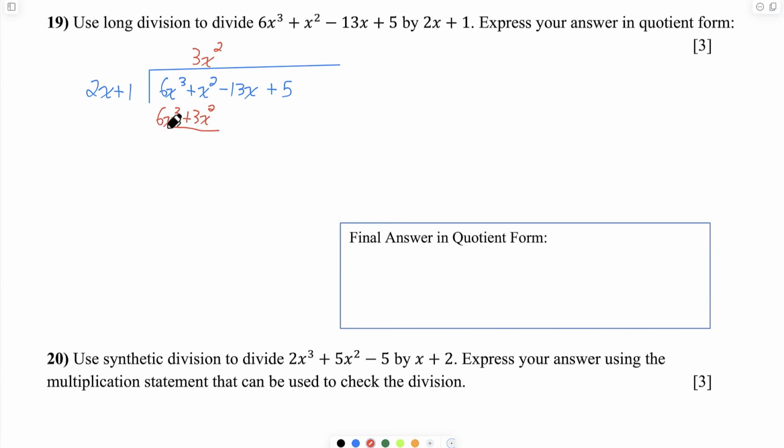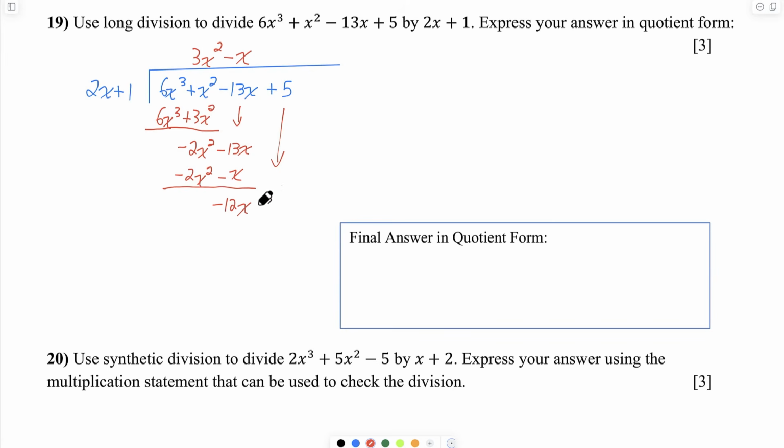I then subtract the like terms in my dividend. Notice I lined up my like terms to make this simpler. The 6x cubes cancel each other out, and x squared minus 3x squared is -2x squared. I can then bring down another term in my dividend and repeat the process until I'm done. -2x squared divided by 2x is -x. Multiply that -x by the whole divisor. I get -2x squared minus x. When I subtract the like terms, I'm left with -12x.